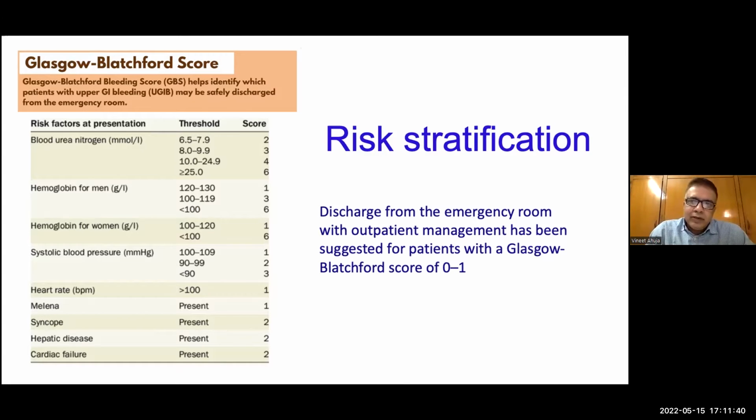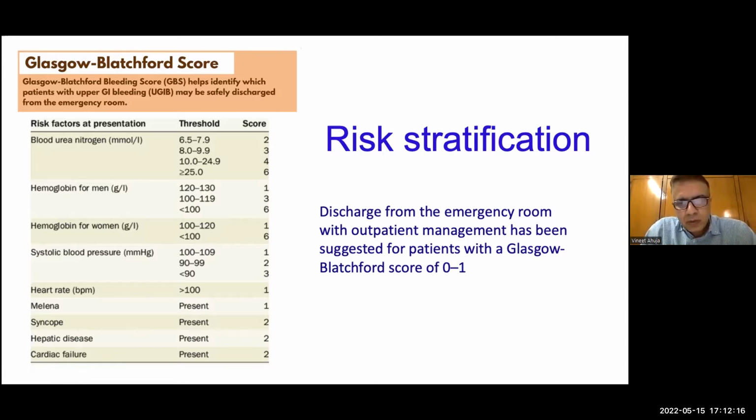There are many scores available to look at upper GI bleed, but I think there's one score which is considered better than the other scores, and that is the Glasgow-Blatchford score. This really helps to identify which patients with upper GI bleed can be safely discharged. It is based upon two symptoms, melena and syncope; two clinical findings, heart rate and systolic blood pressure; two basic investigations, hemoglobin and blood urea nitrogen; and two comorbidities, hepatic disease and cardiac failure.